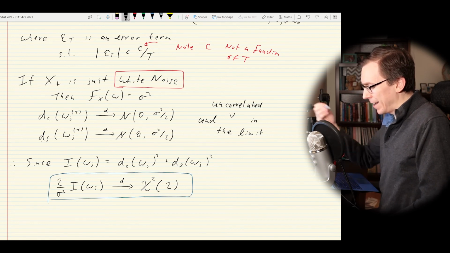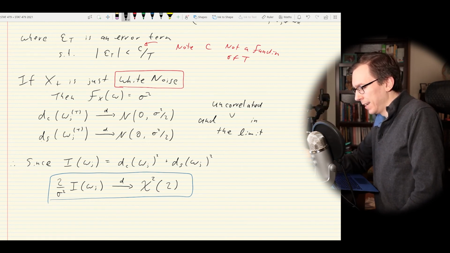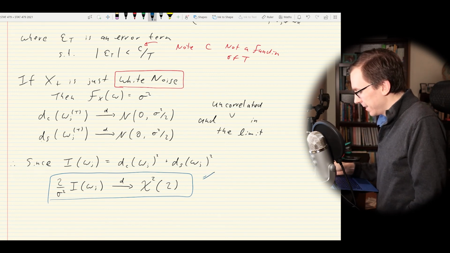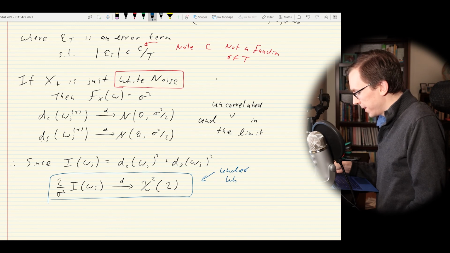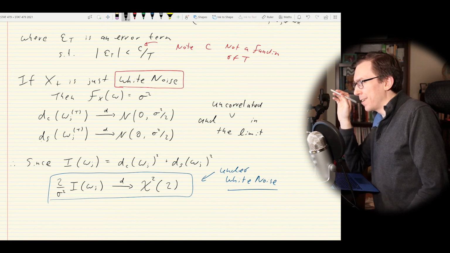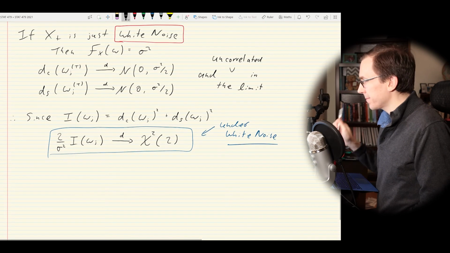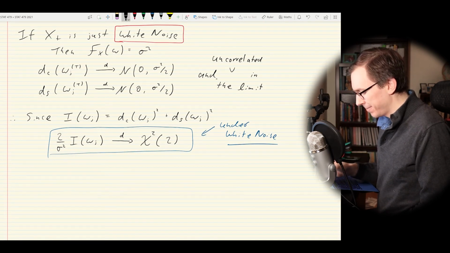So this is pretty cool because now we have some type of limit theorem for what the limiting behavior of the periodogram should look like. Again, this is under white noise. Just to emphasize that we're still assuming that we have white noise here. Now, in general, we get a theorem.